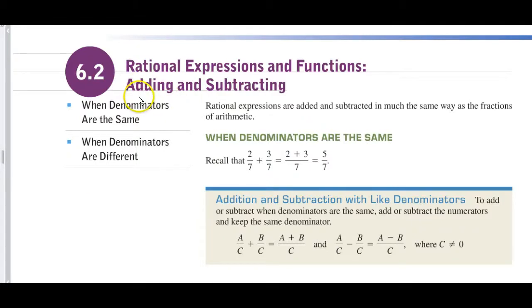As we continue in section 2 of chapter 6, rational expressions and functions, now we're going to add and subtract. The key to all of this, adding and subtracting, and they are fractions, is that in order to do so, you must have a denominator that is the same. And a little lesson on that, going back to elementary school.